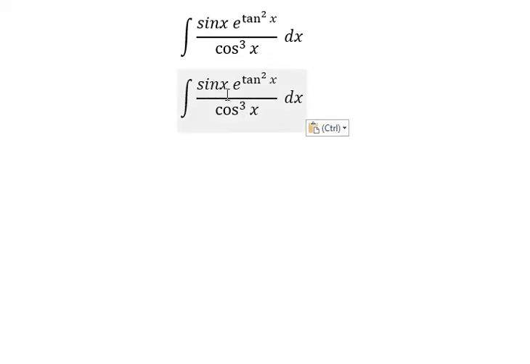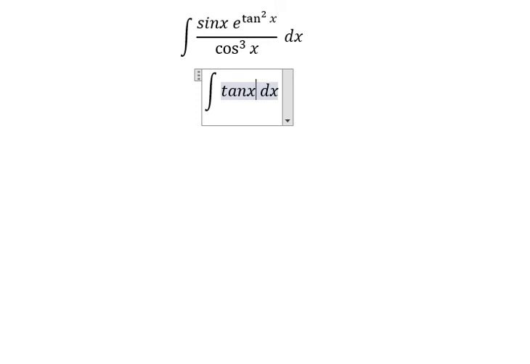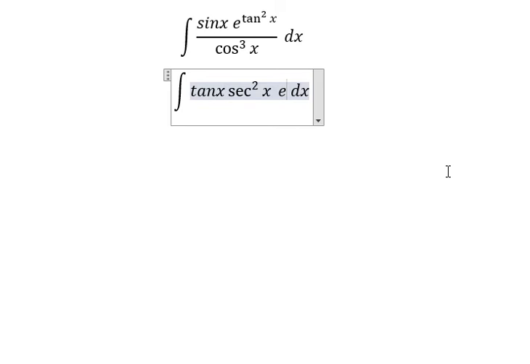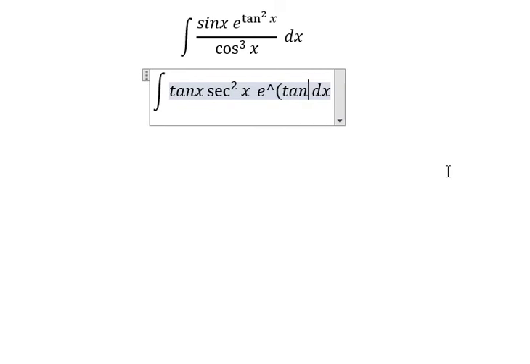We know that sin x divided by cosine x gives us tan x. Cosine x squared in here, we change into secant of x squared. And we have e to the power of tan x squared.